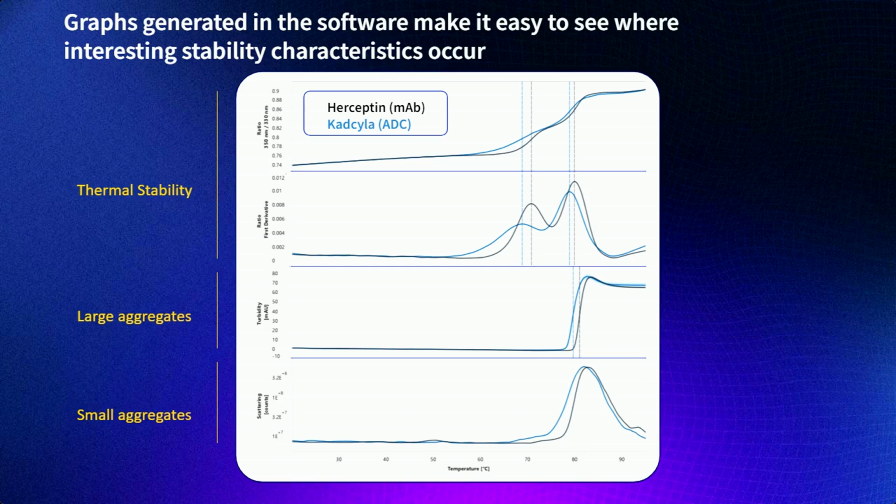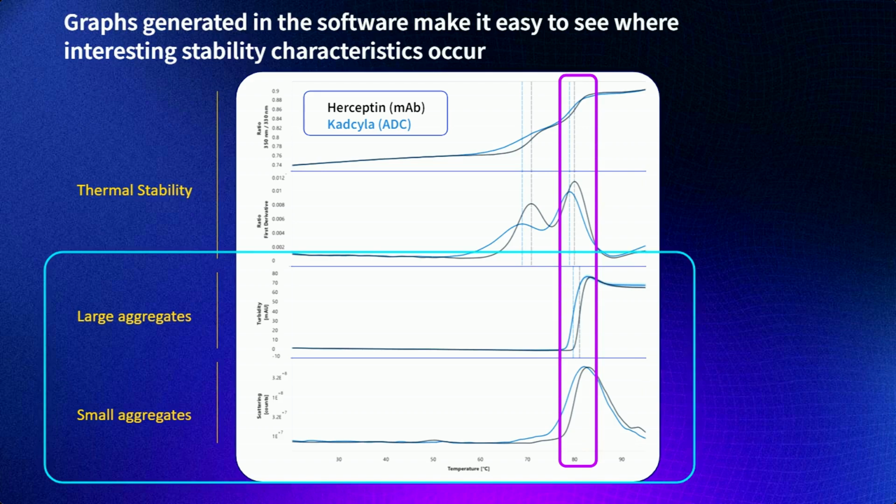So I talked before about how we can resolve the unfolding of different domains. If we look specifically at the TM2 peak here, we can also see that aggregate formation coincides only with the unfolding of the Fab and CH3 domains. So to get a clearer picture of colloidal stability, let's look more closely at the aggregation data.